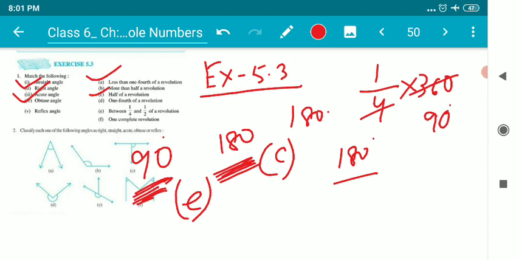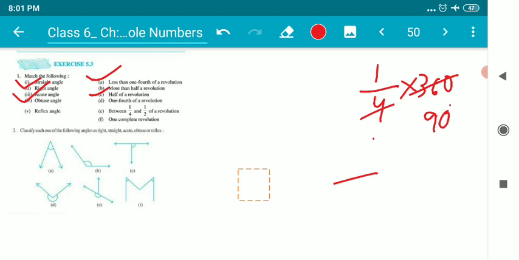Next one is reflex angle. Reflex angle means, children, more than 180 degrees, which means more than half of a revolution. Option number B, more than half of the revolution, is known as reflex angle.